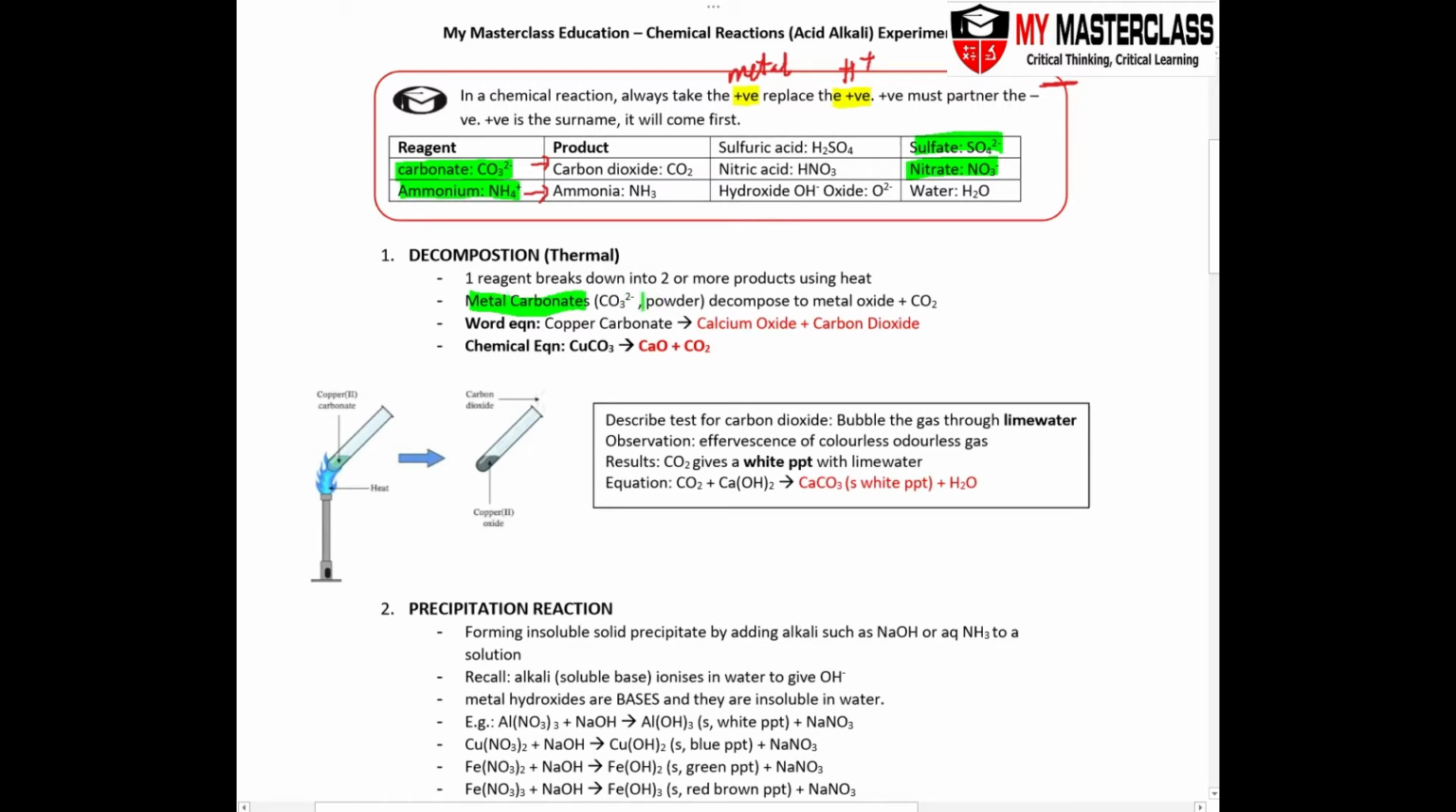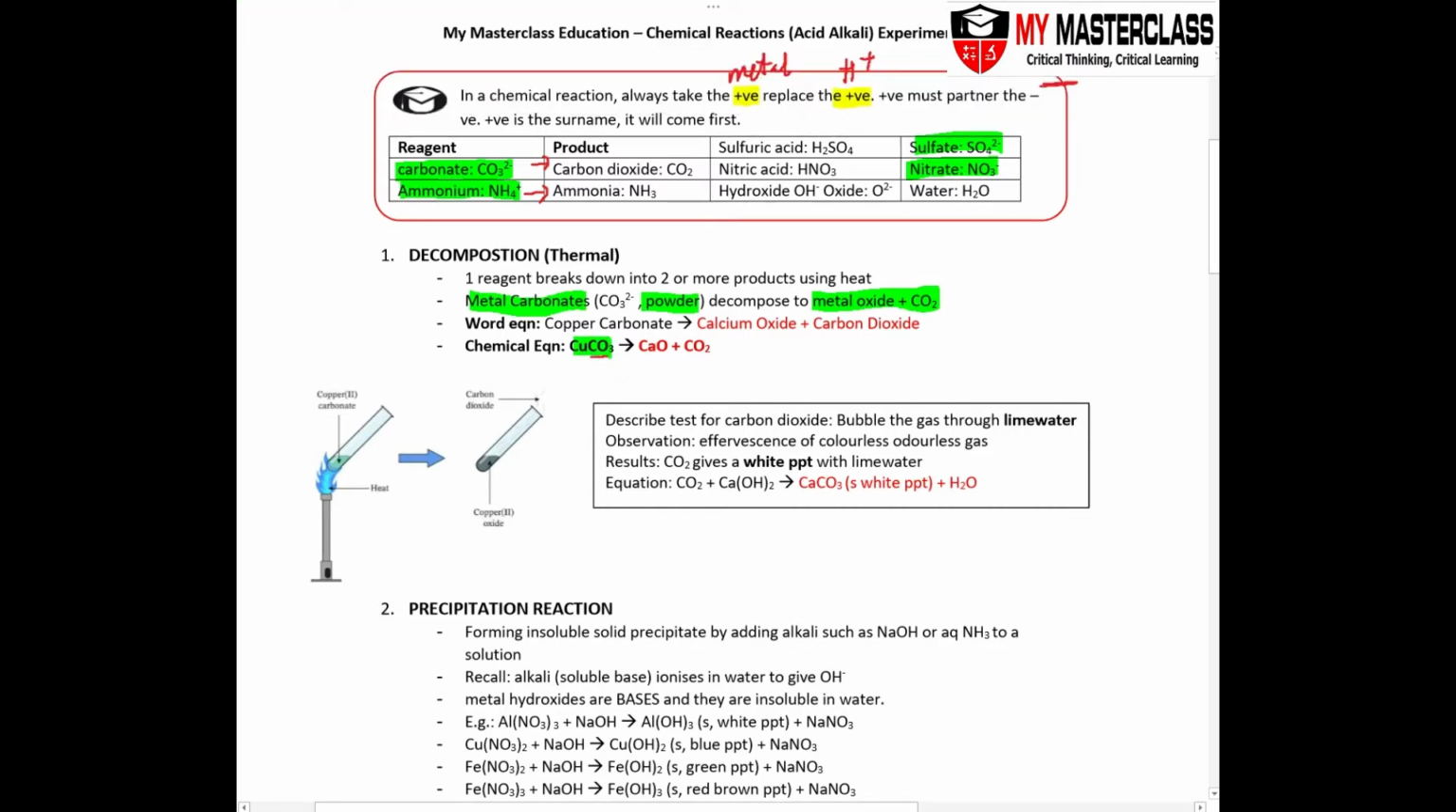Okay, and carbonates are generally powder, and when you subject it to strong heat, it will decompose to the metal oxide and carbon dioxide gas. So in the lab, if you are given some powder, and they ask you to test for a gas when I heat it strongly, the gas you should go and test for is your carbon dioxide. Don't go and test for hydrogen, oxygen, or ammonia. Those are not relevant.